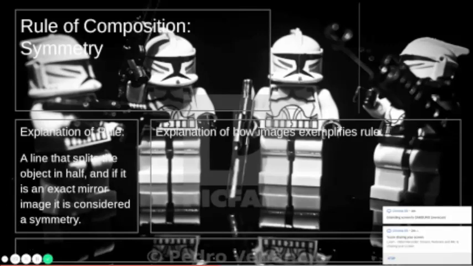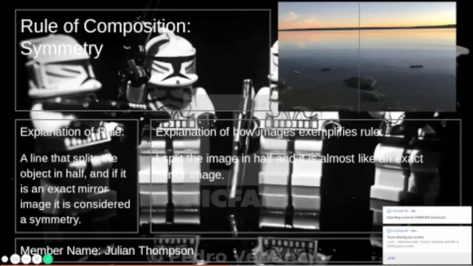The rule of symmetry is a line that splits the object in half and it is an exact mirror image. It is considered symmetry. I split the image in half and it is almost like an exact mirror image.